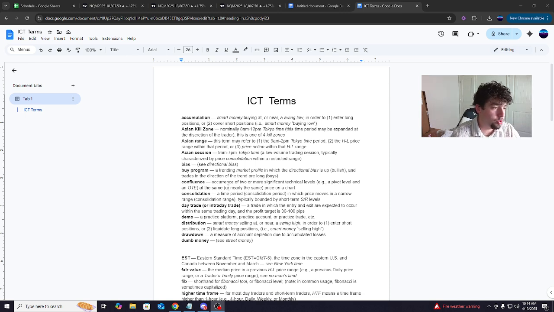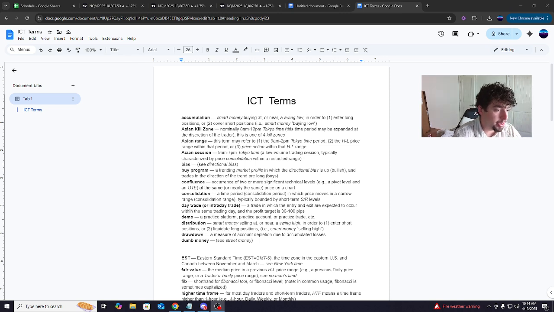Confluence is an occurrence of two or more significant technical levels. Pivot, I don't use pivots. That's just the textbook definition. So for me, confluence would be if we hit an order block and a fair value gap, or if we hit a breaker and a fair value gap and then continue.